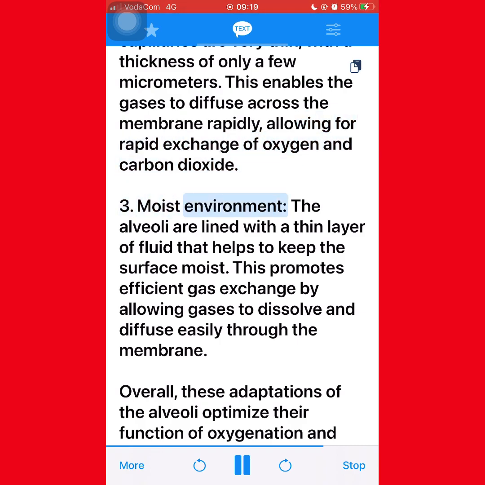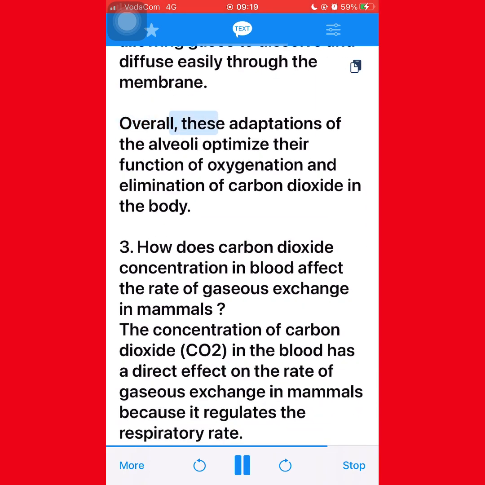3. Moist environment. The alveoli are lined with a thin layer of fluid that helps to keep the surface moist. This promotes efficient gas exchange by allowing gases to dissolve and diffuse easily through the membrane. Overall, these adaptations of the alveoli optimize their function of oxygenation and elimination of carbon dioxide in the body.